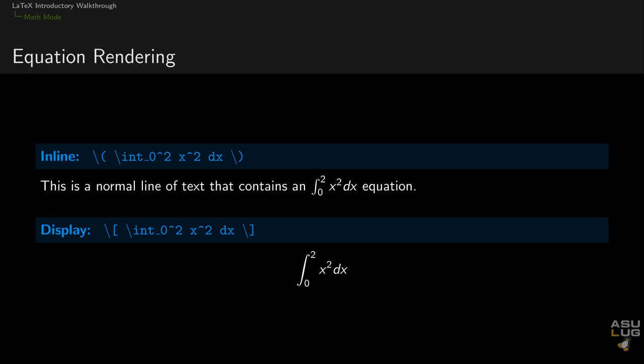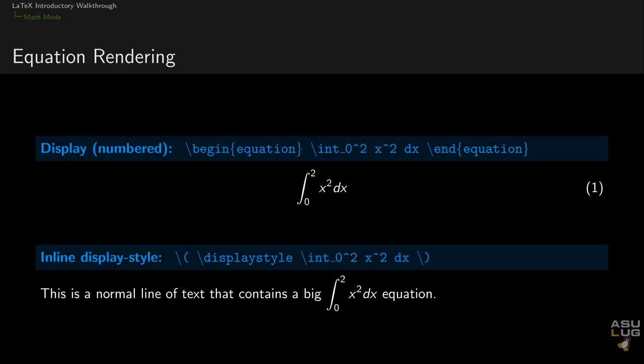If you use brackets instead of parentheses, that's for display math. So for display math, typically you would have it on its own line, full size, between two paragraphs of text. Just like you would have numbered figures and numbered tables, you can number your equations by using the equation environment. It's fundamentally the exact same thing as using the bracket notation from the previous slide. It just adds the number to the side. Of course, that will increment automatically.